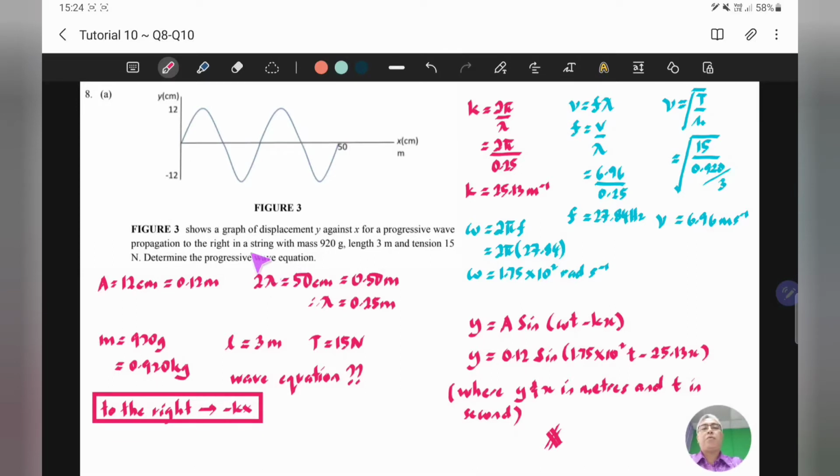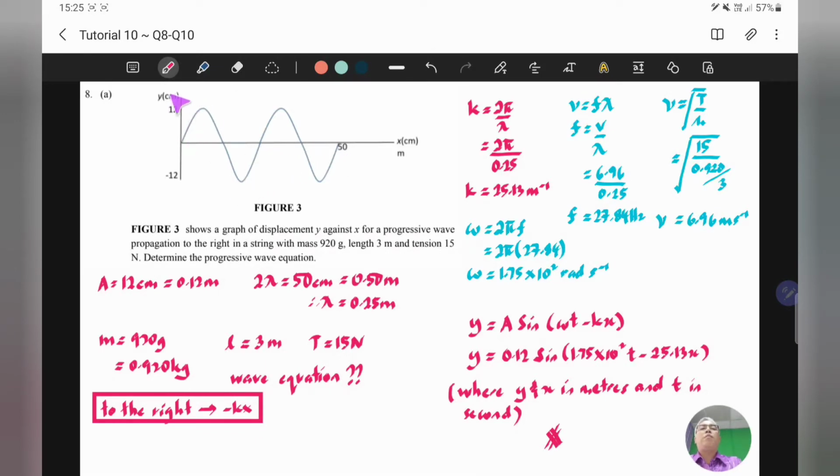Alright, so for this question, a graph is given which is y against x. So we need to know what graph that is. y represents the displacement of the particle, which is oscillating upwards and downwards, while x represents the distance of the wave, which propagates to the left or to the right, isn't it? But according to the question, the wave just propagates to the right. So we need to know that kx should be negative. Okay, so this is the info given.